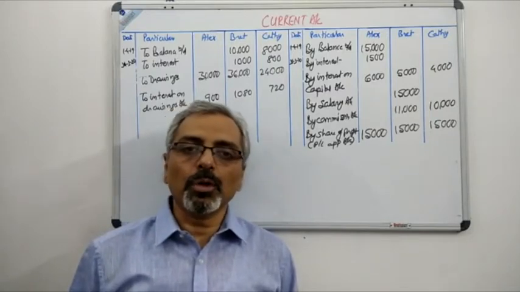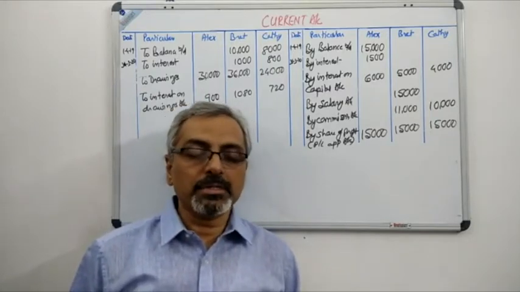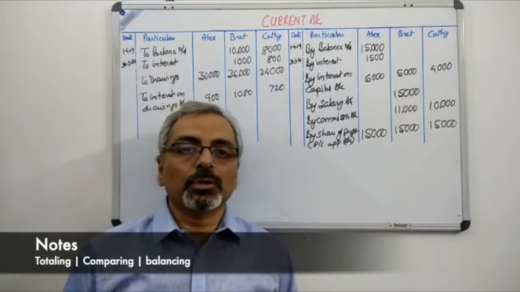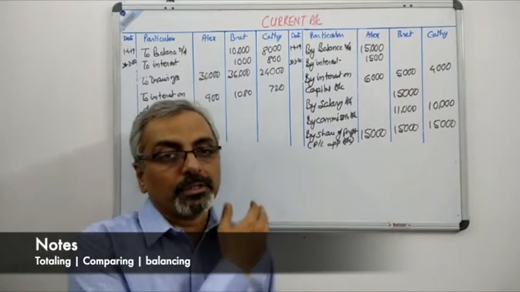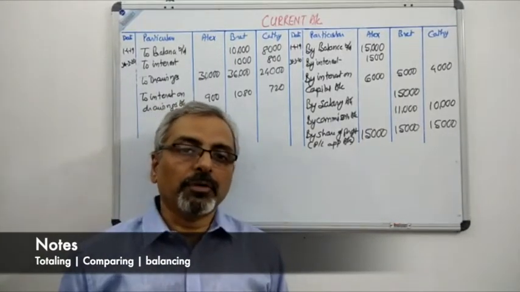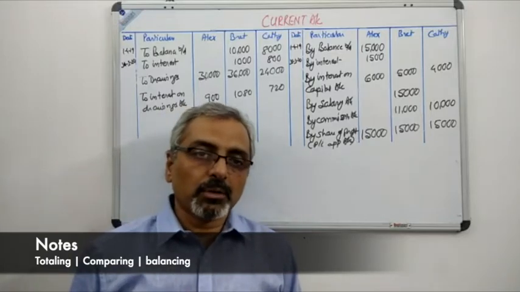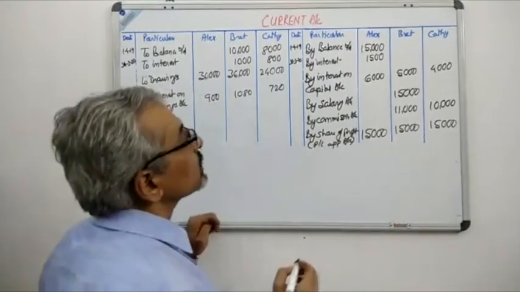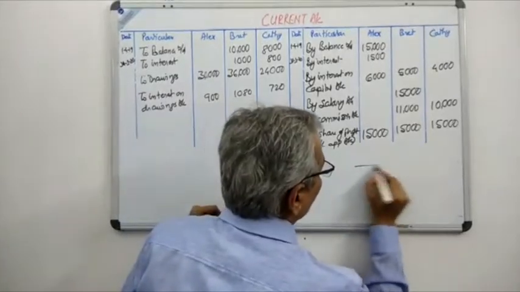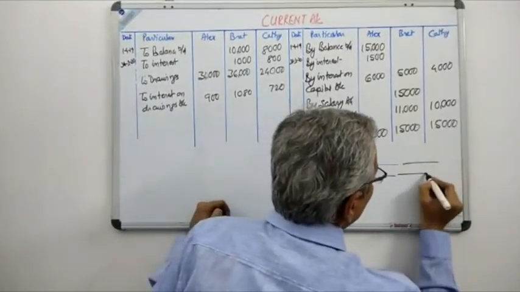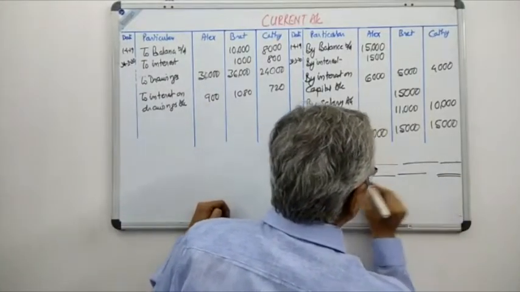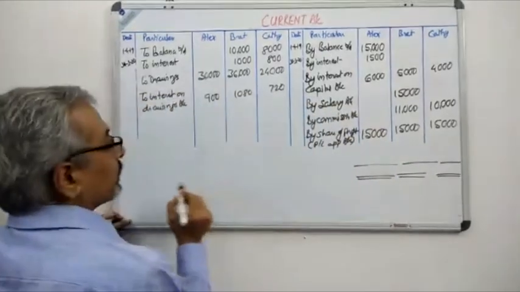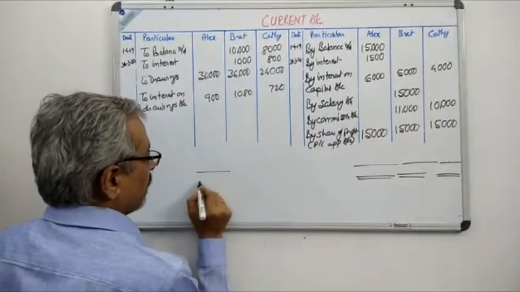Now you know what is the next step after doing the entries. After doing the entries, we need to do the totaling of it. Then we'll compare the debit side and the credit side, and finally we'll find out the balance. So let us start with the totaling. Let us leave a line. We don't know if it will be a positive balance or a negative balance, so we are leaving a line both in the debit side and credit side, and let us see what balance we will have.